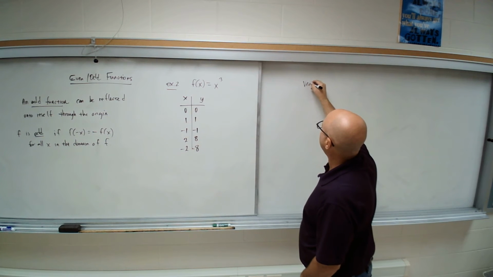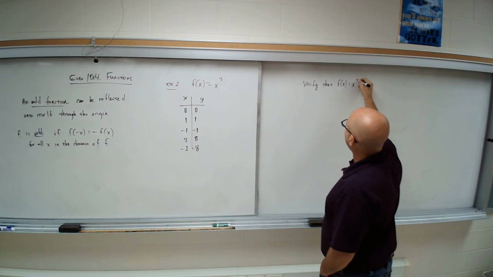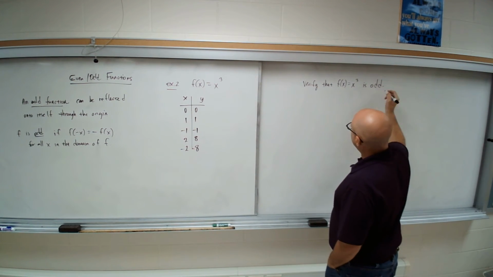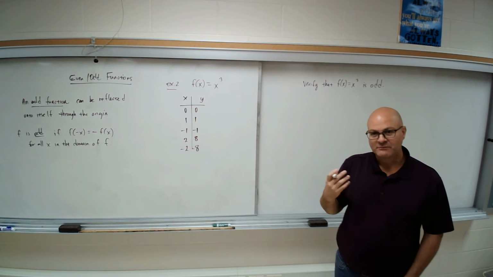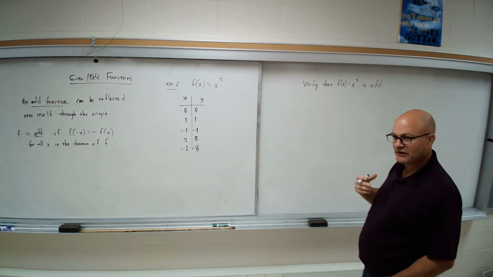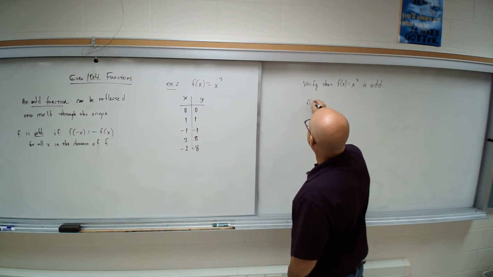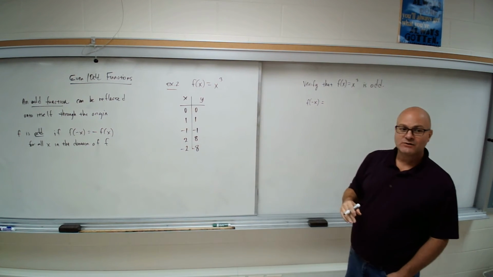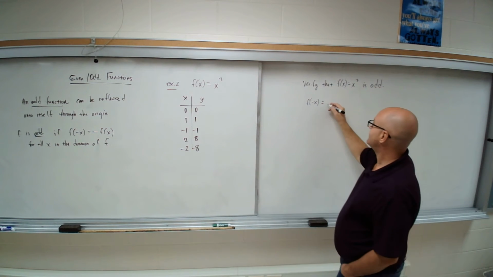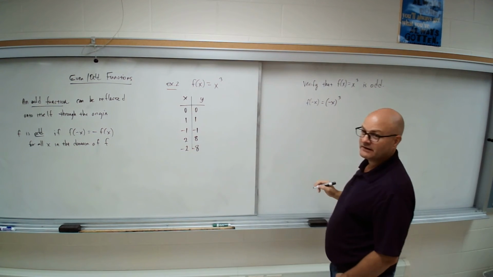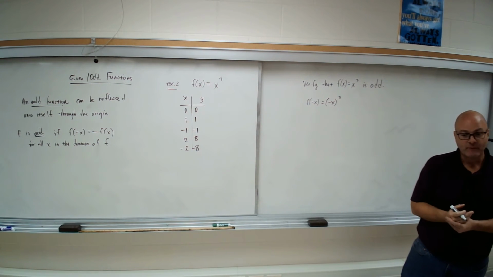So let's verify that f of x equals x cubed is odd. And to verify means show work and do algebra and stuff, not just say, yep, it is, or, check, true. So here's the function. I'm going to find f of negative x. So I'm going to take the function. Everywhere there's an x, we're going to replace it with negative x. So that gives us negative x cubed. And the reason we're using x's here is because we're proving it for every x in the domain.